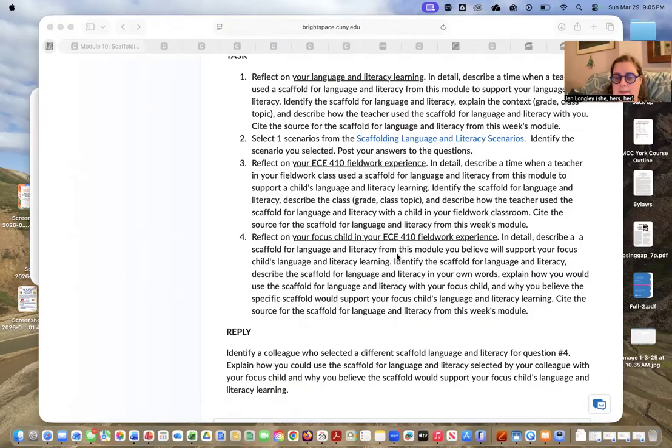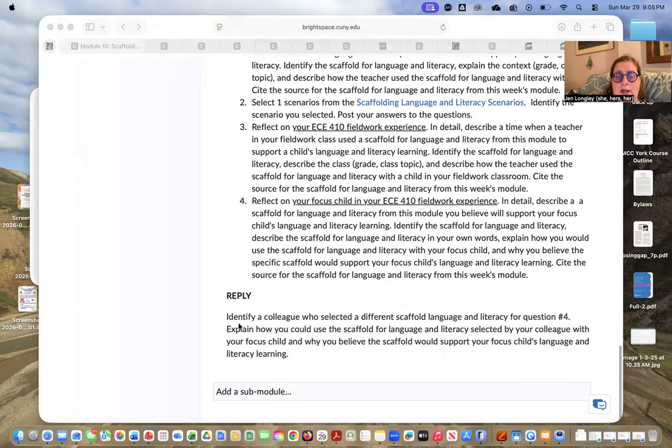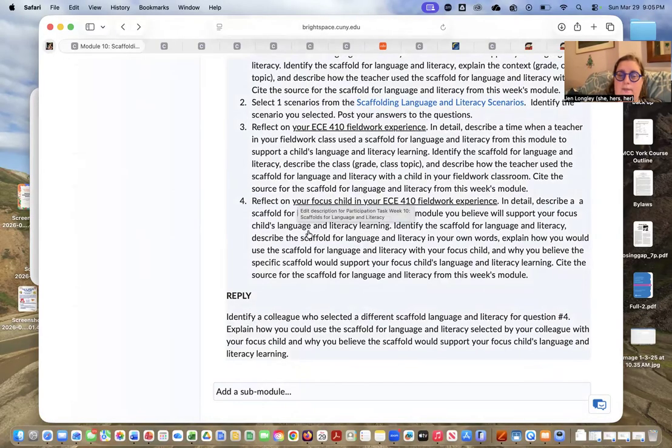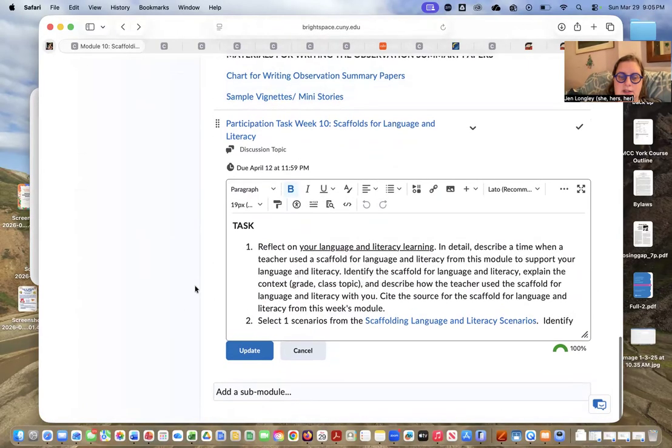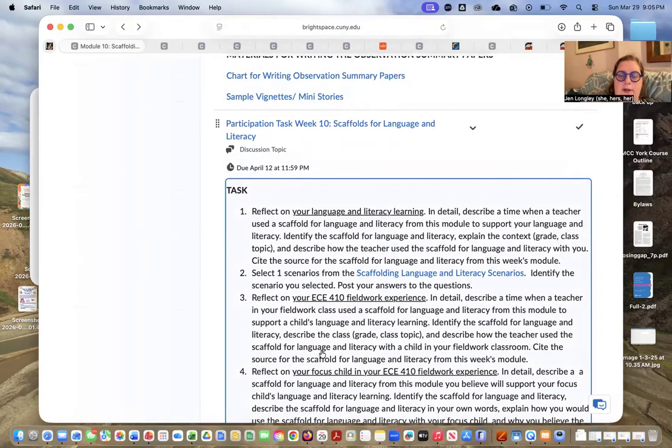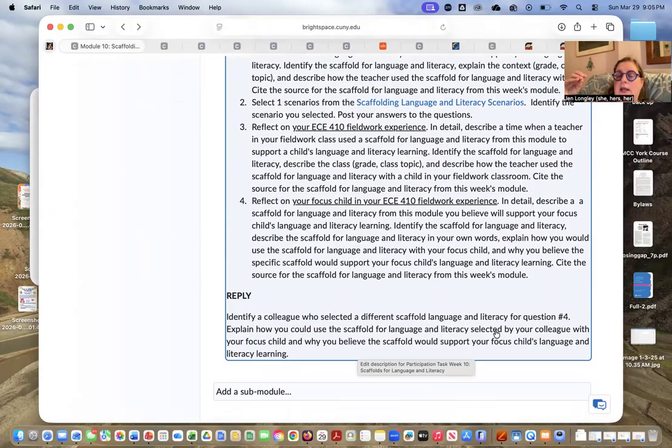Again, cite the source. And when you reply to a colleague, you're going to identify a colleague who selected a different scaffold for language and literacy in response to question 4. So for their focus child, not sure what happened there. And then in your response, explain how you could use that same scaffold that your colleague identified for your focus child, and why you believe the scaffold would support your child's language and literacy learning. So that is what you're doing for this week's module.